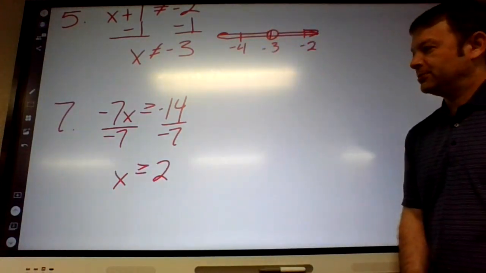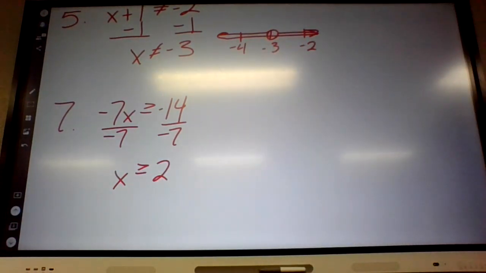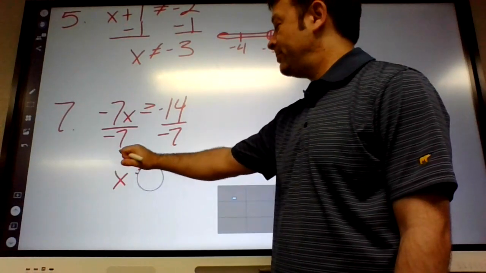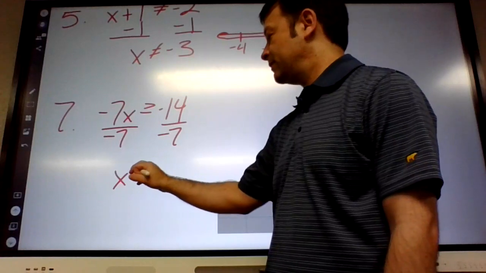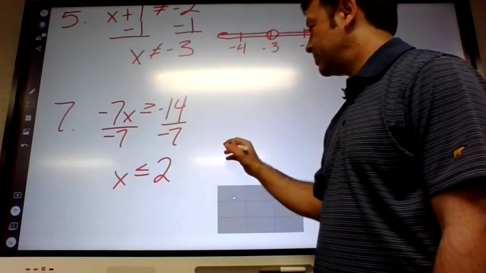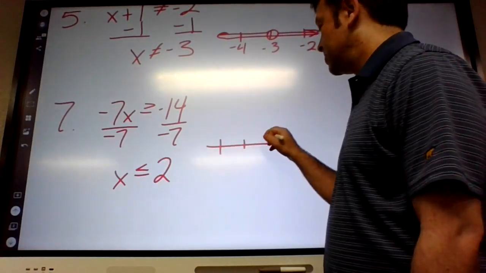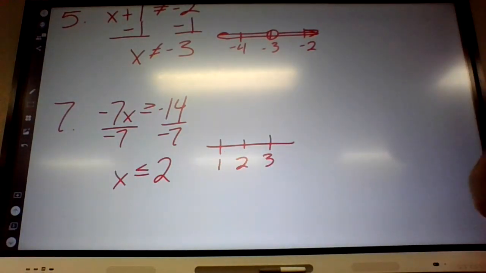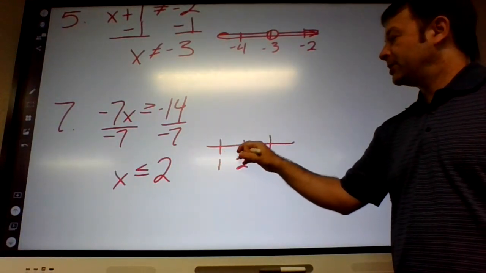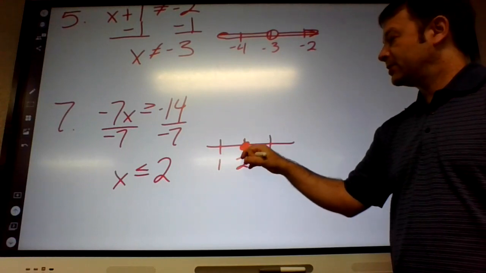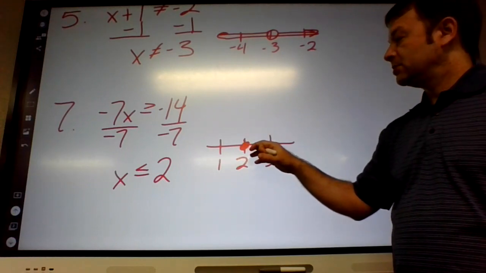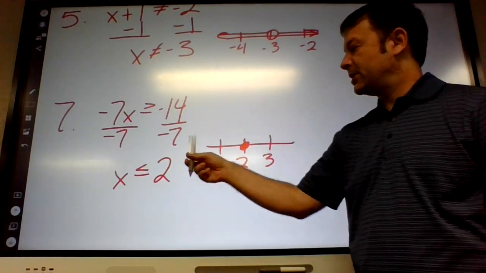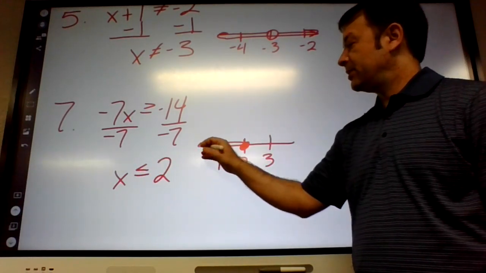What did I do wrong? Switch to inequality. Okay, I didn't switch the inequality. When we divide by a negative or multiply by a negative, the inequality switches. So should the circle be open or closed? Closed. And am I going left or right? Left. Less than, left. See how these two match?